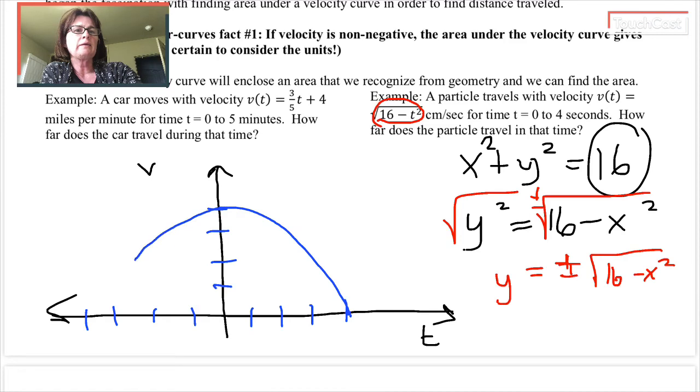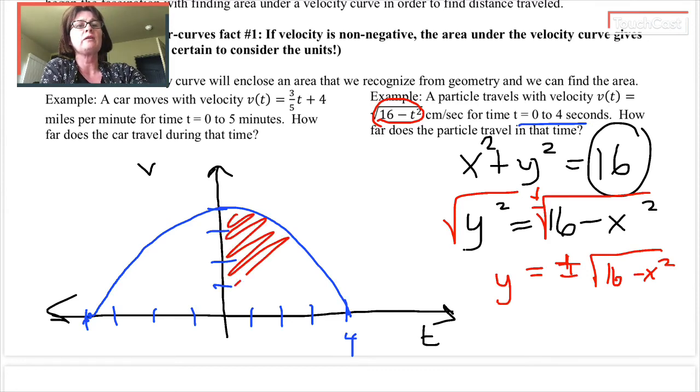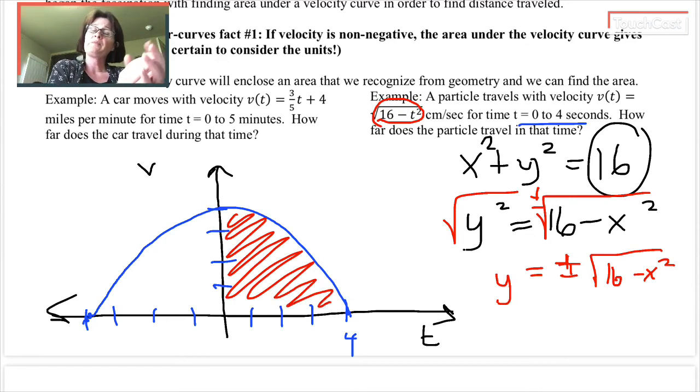I'm going to sketch that in here. That's not really big. Okay, that is a semicircle. We're going to just go with that. I appreciate your patience. So here I have a semicircle, radius 4, and now this is my velocity curve. If I want to find the distance traveled between times 0 and 4, I'm going to find the area under the velocity curve between times 0 and 4. If I shade that in, here I'm going to use red, that's a quarter circle. So I'm going to find the area of this quarter circle.